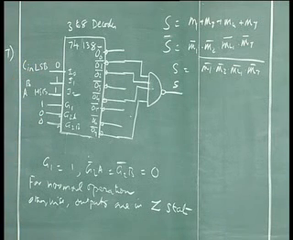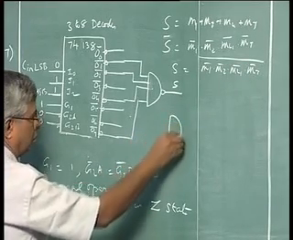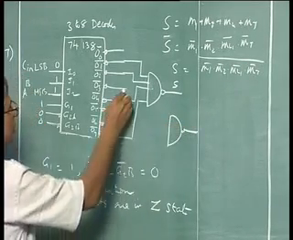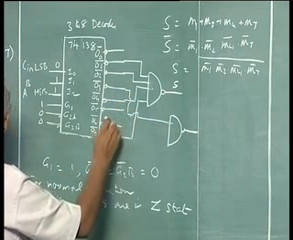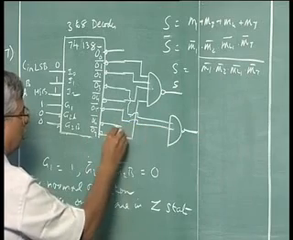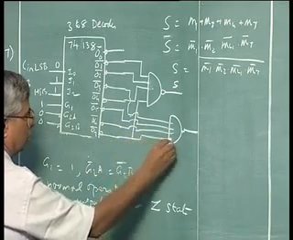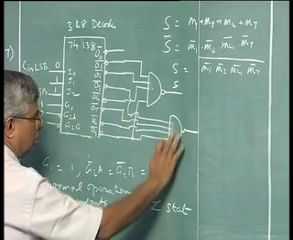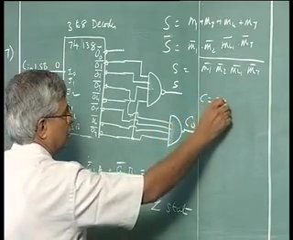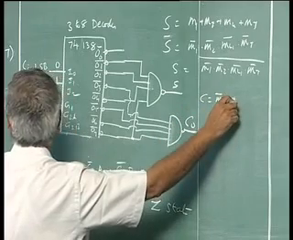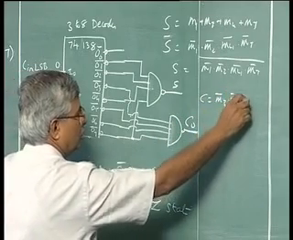Likewise, I can connect this through another NAND gate: M3, M5, M6, M7. Carry output is M3, M5, M6, M7.